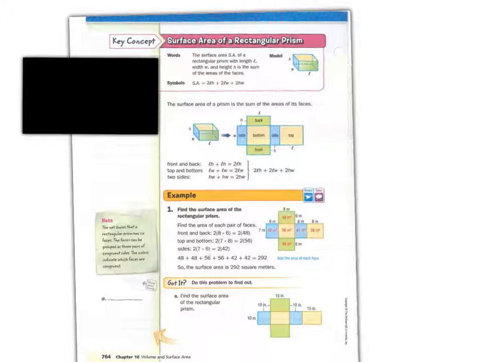That's the area of the cube or the prism. So 292 square meters. So let's see now if you can do this one. Find the surface area of the rectangular prism.